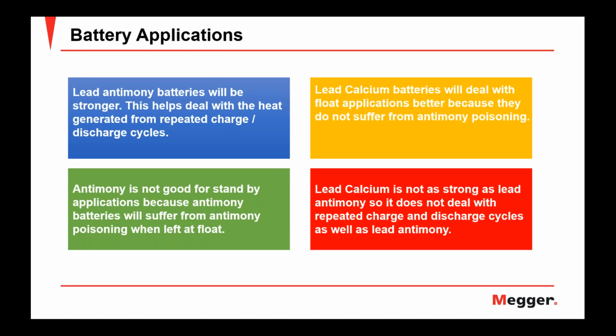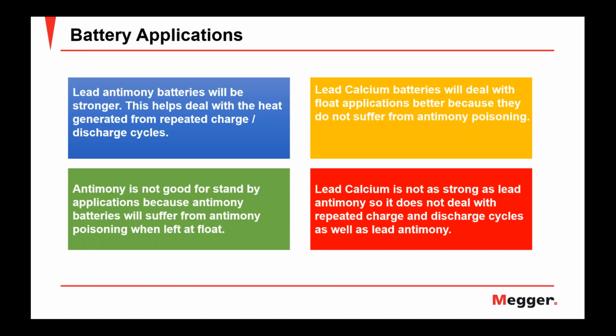This is because the antimony can dissolve into the electrolyte. It's referred to as antimony poisoning. Anyone that has had batteries with high antimony content on float will notice that their float current will go up over time as the antimony poisoning increases.